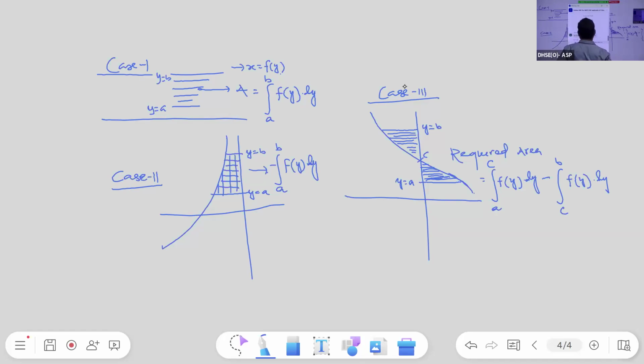Yes, first case is for positive. First case for positive. Okay, let us come to discuss a couple of questions on this concept.